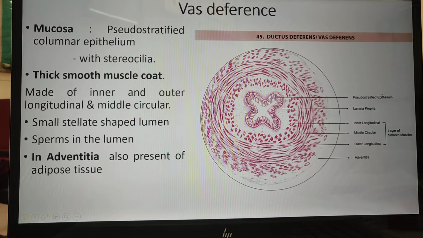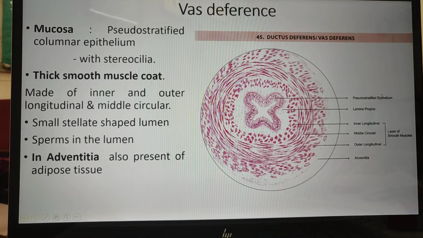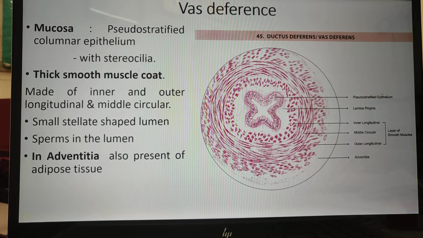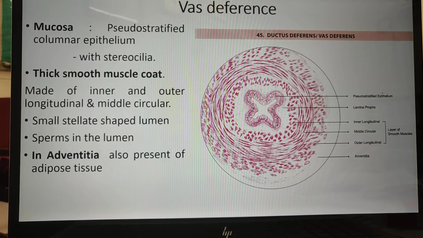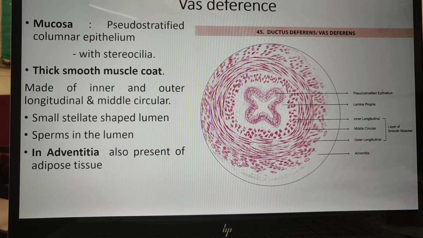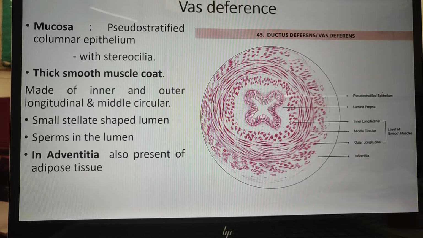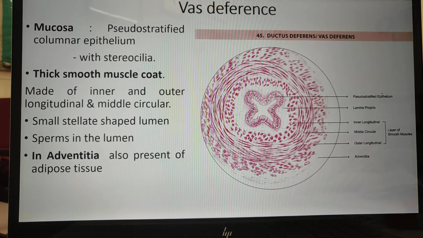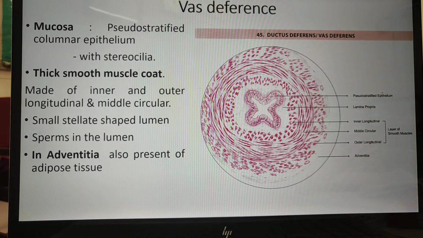The vas deferens is lined by a mucosa of pseudostratified columnar epithelium with stereocilia, and has thick smooth muscle. You have to remember the muscle layer is very thick, made up of inner and outer longitudinal and middle circular layers. There is a small stellate-shaped lumen.